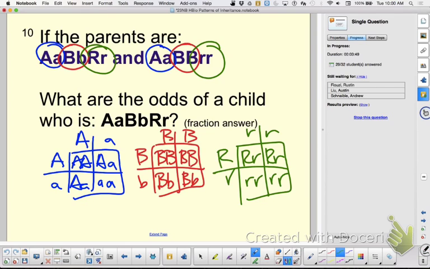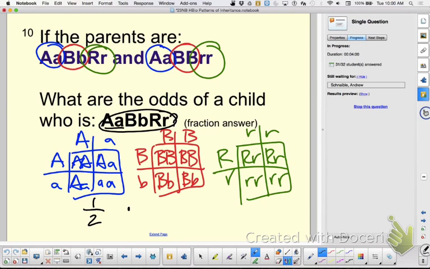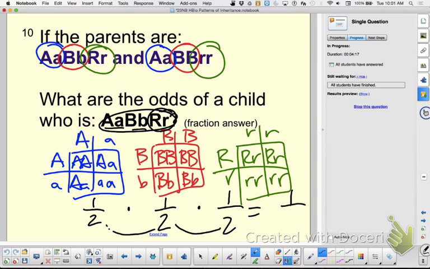Okay. So the question was, what are the odds of this? Big A, little a, what are the odds? 1/2. What are the odds of a big B, little b? 1/2, right? What are the odds of a big R, little r? 1/2. What is 1 times 1 times 1? 1. 2 times 2 is? 4 times 2 is? 8. Did you get it right?